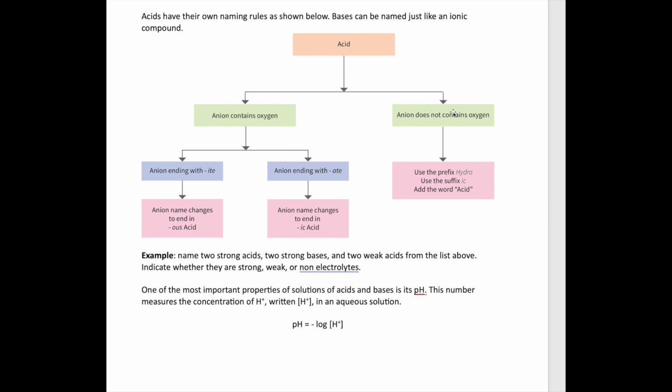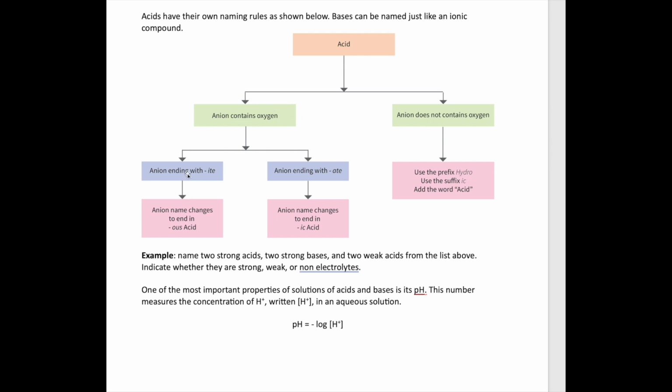That one is often called binary acids. The way you name them is you start with the word hydro, then you use the suffix -ic, and then you add the word acid at the end. So hydro-something-ic acid. That's the name of the acids without oxygen.